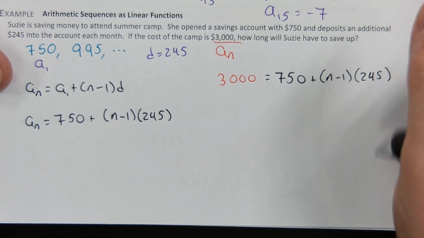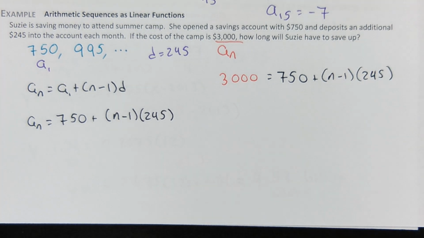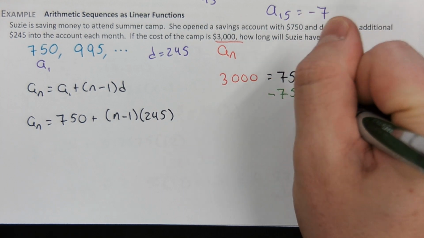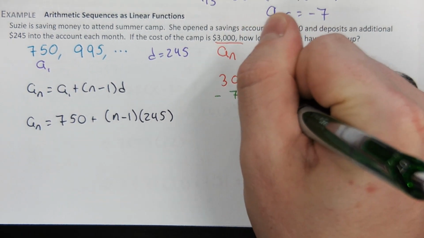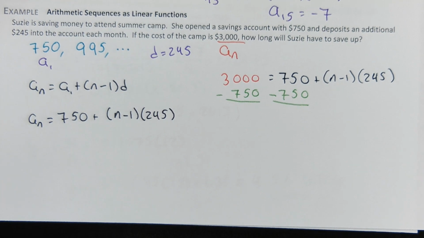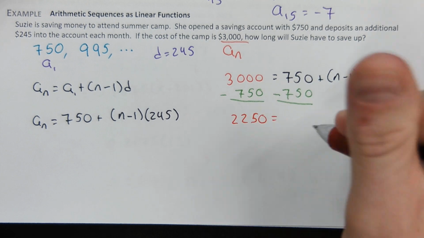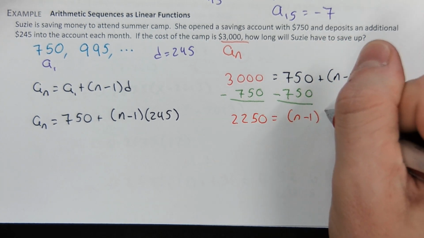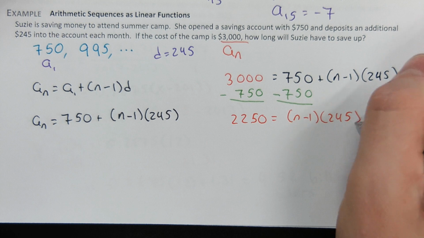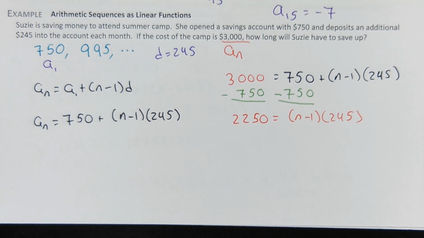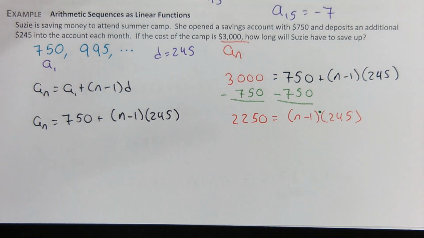What should we do first? Come on, guys. Subtract 750 from both sides using good old SADMEP. $2,250 equals n minus 1 times 245. I could distribute the 245, but I don't want to. I feel like that's one extra step. Instead, I'll realize that this is multiplication, so I can cancel that. All I have to do is divide.